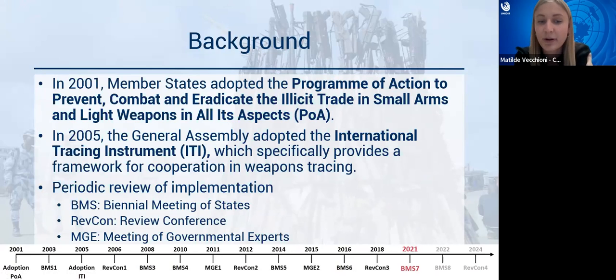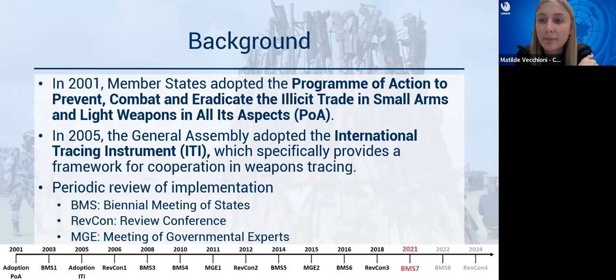specifically provides a framework for cooperation in weapons tracing and fulfills one of the commitments that states made as part of the PoA. The latter also includes a periodic review of implementation through Biennial Meeting of States, such as the upcoming BMS 8, review conferences, as well as meeting of governmental experts.